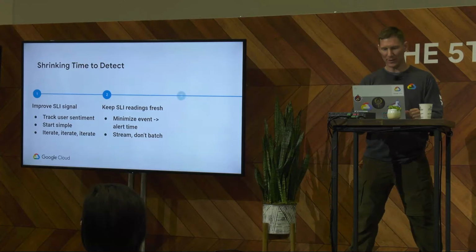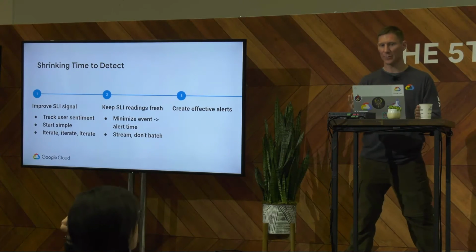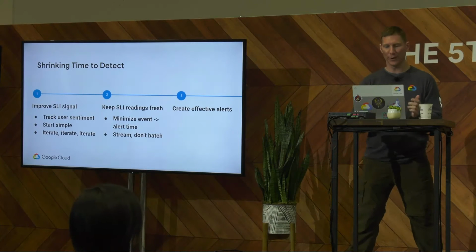So the final element of shrinking time to detect is the alerts themselves. What does it mean for an alert to be effective? Effective alerts are user-focused, sensitive, actionable, and delivered appropriately. Now, I'll go through that one by one.